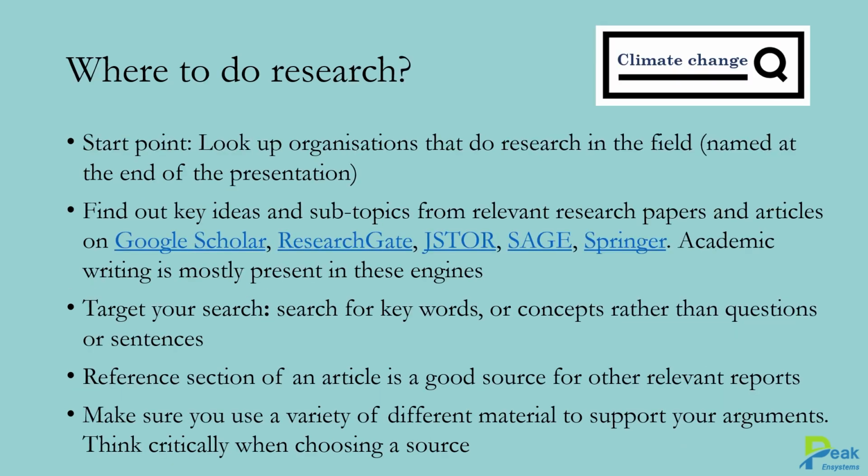So where do you actually find these research papers? A good starting point is to look up organizations that conduct research in the appropriate field. We will provide a list in the later part of the presentation. Academic papers are mostly present in Google Scholar, ResearchGate, JSTOR, Sage, Springer, etc. Start by finding out key ideas and subtopics to find papers. Do not completely rely on Google and Wikipedia searches. Then narrow down and target your search with key words or concepts in the search box. Don't write questions or sentences in the search box.